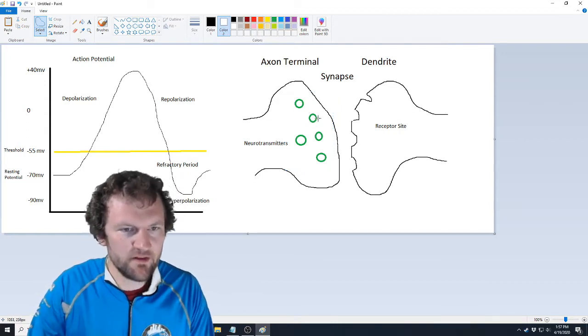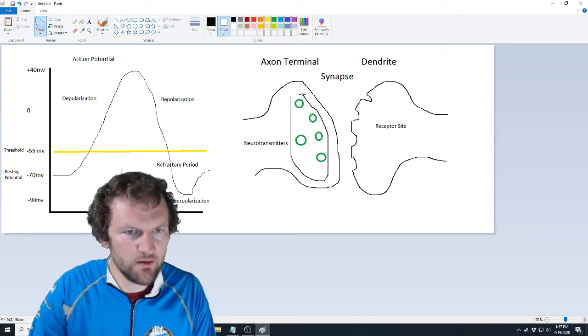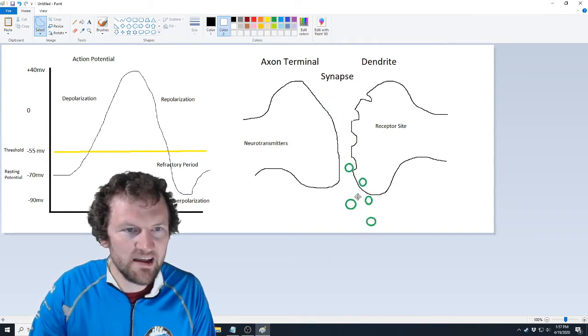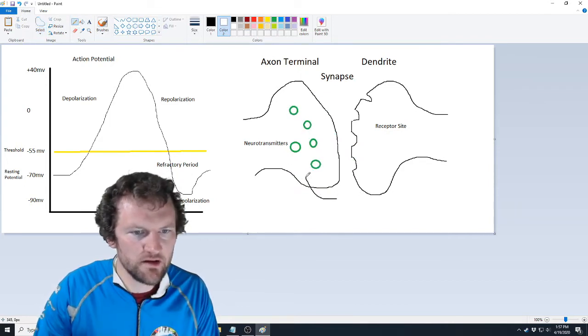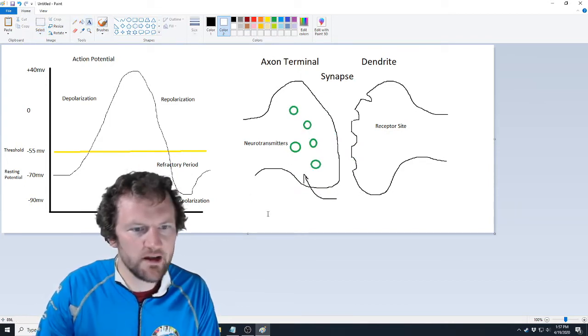Then, after they are done binding, they will go back into the axon terminal in a process called reuptake. So here they go back. That is called reuptake.